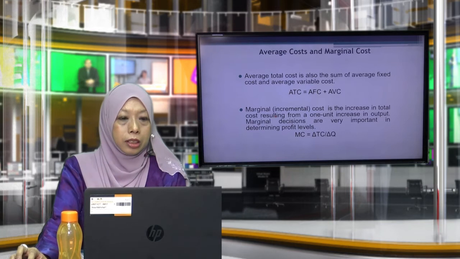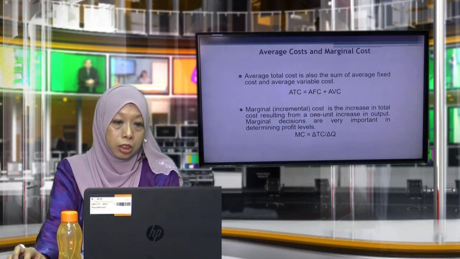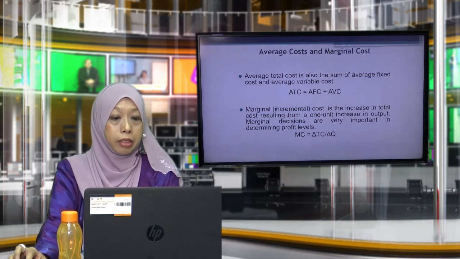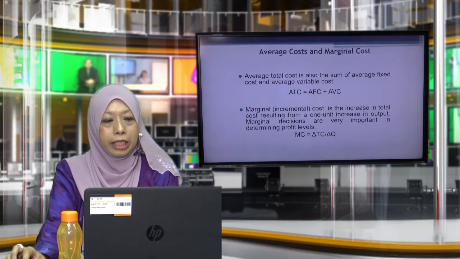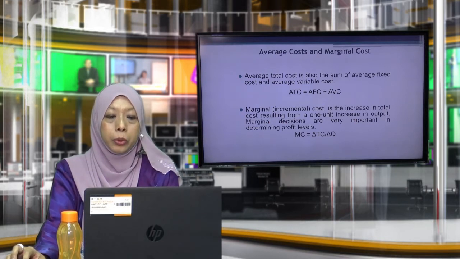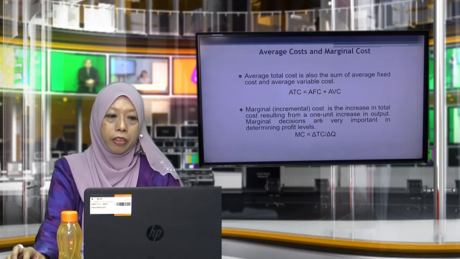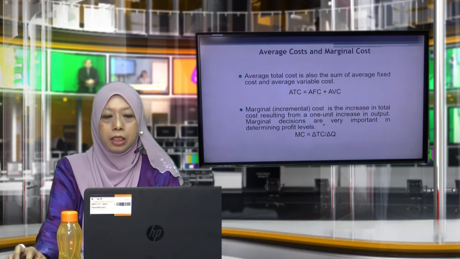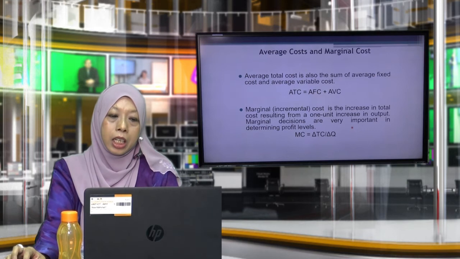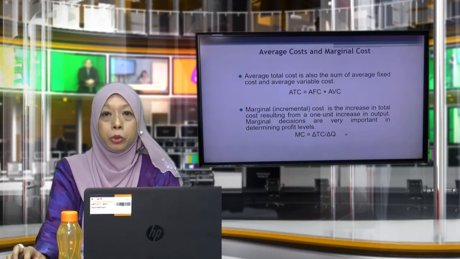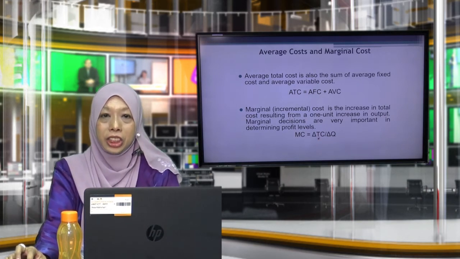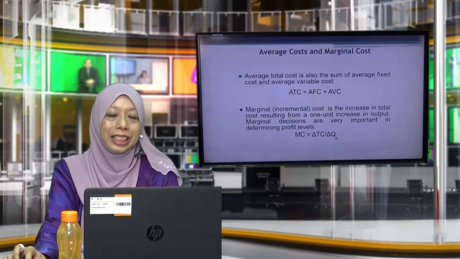Now, another important concept that you need to know is the concept of marginal cost. Marginal cost is also known as incremental cost. It refers to the increase in total cost when you increase output by 1 unit. So marginal cost measures the additional amount of total cost as a result of increasing a unit of output. Marginal decisions are very important in determining the level of profit, so it is very important for you to measure marginal cost. So how do you measure marginal cost? Marginal cost is the change in total cost divided by the change in quantity.